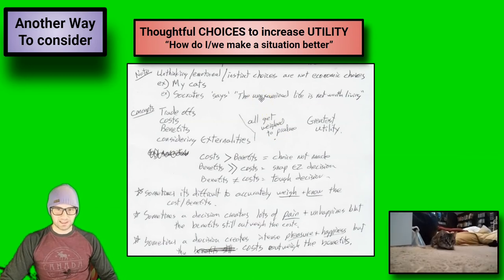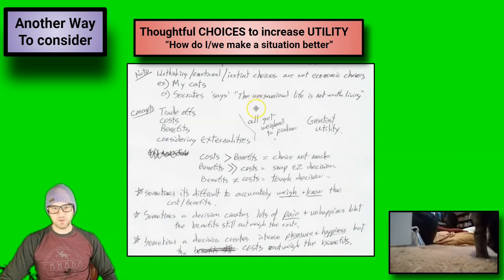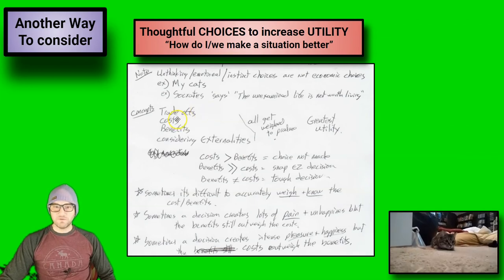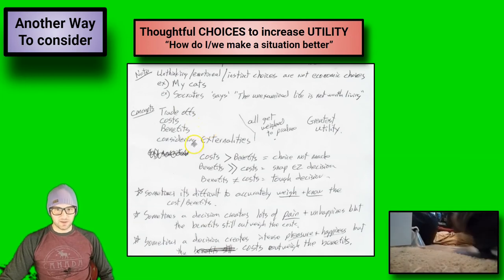You are reacting to the world instead of evaluating and being an agent of the world. So some of the concepts we need to know to be able to think of economics this way is trade-offs. You have to examine, whenever you make a choice, what are you giving up? Costs. If you make a choice, what are the negative repercussions, the negative effects of your choice, and what are the benefits, the positives?